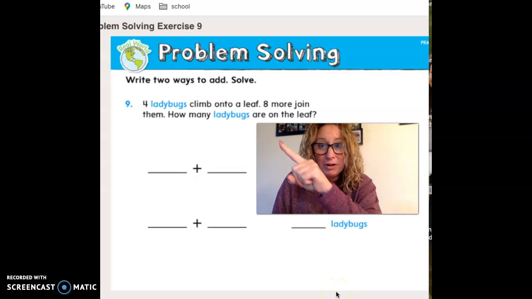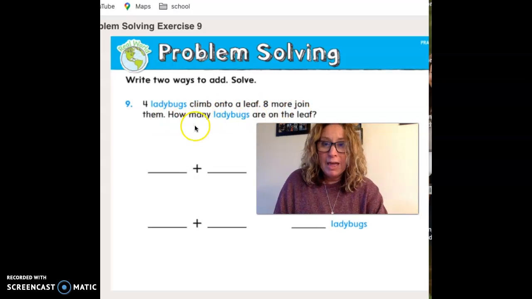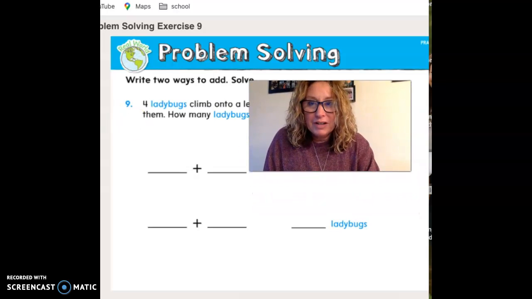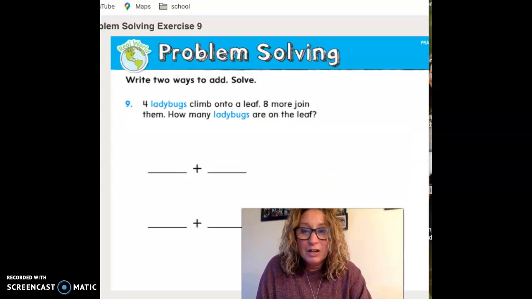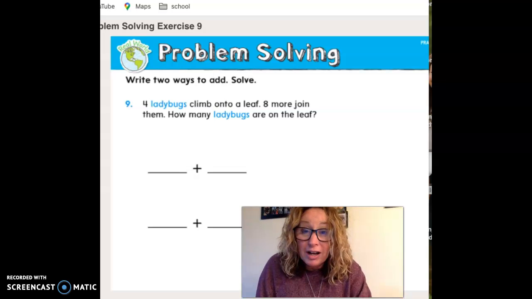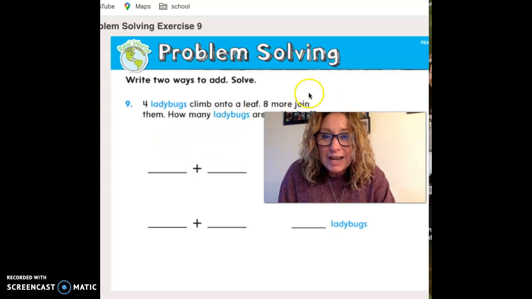Okay, I'll read it. It's right up here. It's about 4 ladybugs. 4 ladybugs climb onto a leaf. 8 more join them. How many ladybugs are on the leaf? So you can see here, before you go ahead and solve, it says to write 2 ways to add. Okay, so write the 2 addition number sentences for this. 4 ladybugs and 8 more join them. Go ahead and work on this again, and teachers can pause this and we'll come back and check out our results.